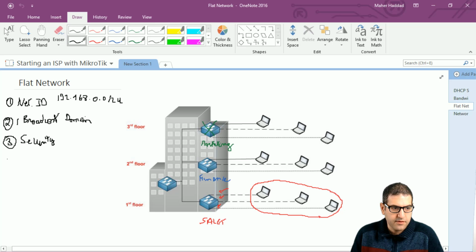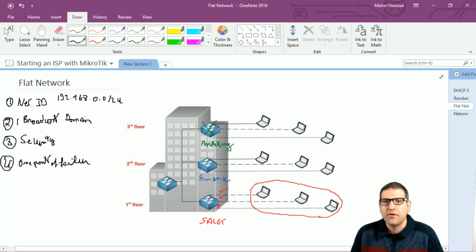So if we go here to point number 4, we can say one point of failure. In our case, the whole marketing department will shut down and we will not be able to work in case the switch is off. So these are the main ideas that we have in this case.